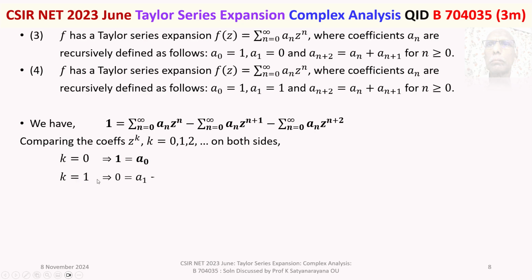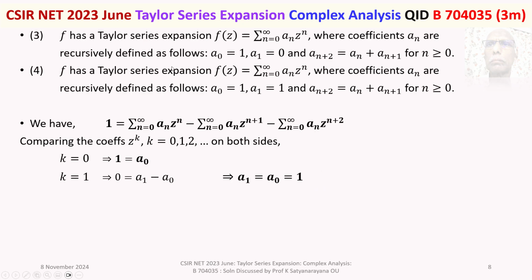K is equal to 1. Comparing the coefficients of z on both sides. On the left hand side it is 0. On the right hand side, from the first sigma n is equal to 1, it will give you a1 z, that is a1, minus, from the second sigma when n is equal to 0, it will give you z power 0 plus 1 z, that is a naught. From the third sigma we don't get any contribution. That will imply a1 is equal to a0 is equal to 1. So a0 is 1, a1 is 1.